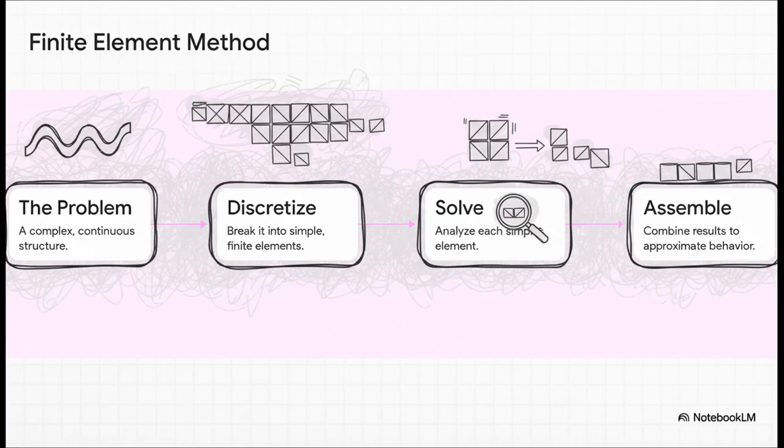And the answer is an absolute powerhouse of a technique called the finite element method, or FEM. The idea behind it is pure genius. You take a complex object, like, say, a car frame, that's impossible to analyze in one go, and then you break it down, you discretize it, into thousands, sometimes millions, of tiny, simple shapes called finite elements. Then you solve the simple math for each individual little piece. And finally, you stitch all those simple solutions back together to get a very, very good approximation of how the entire complex thing is going to behave.